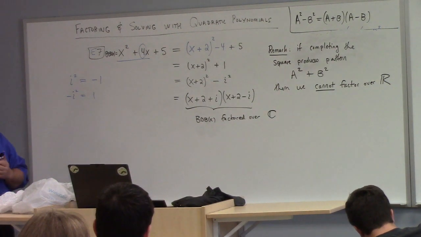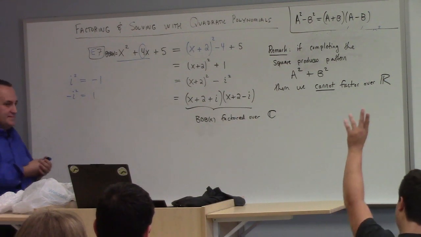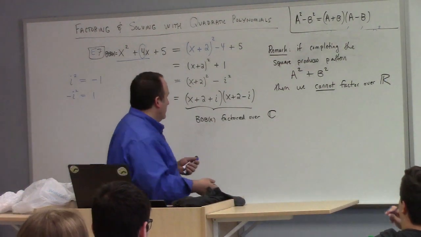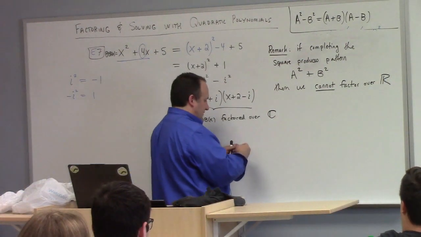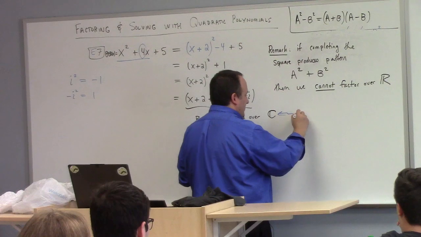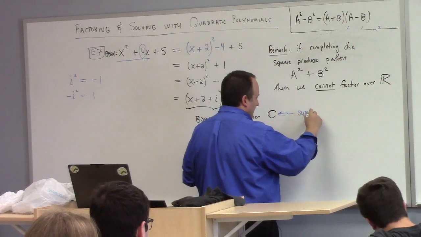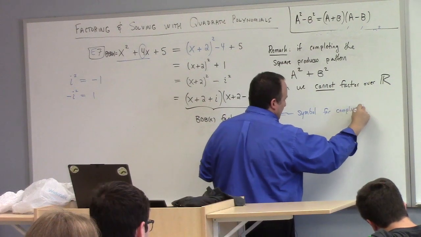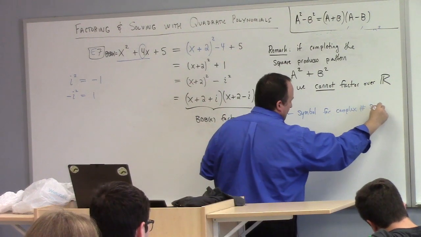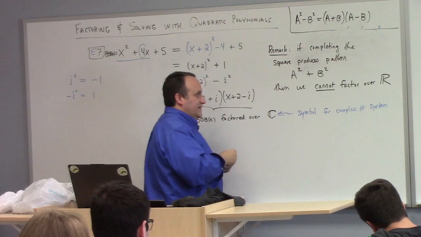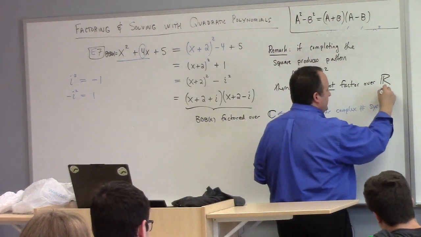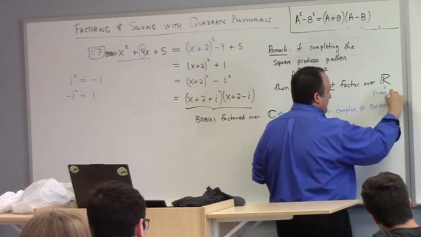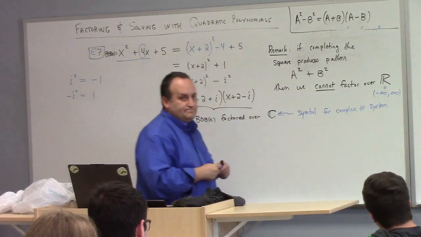You can just complete the square. It always works. Questions? I should show you more examples, right? Yeah? That's the complex number side, right? Yeah, this is the symbol for the complex numbers, the complex number system. This R is equal to minus infinity to infinity in your usual interval notation. All right.